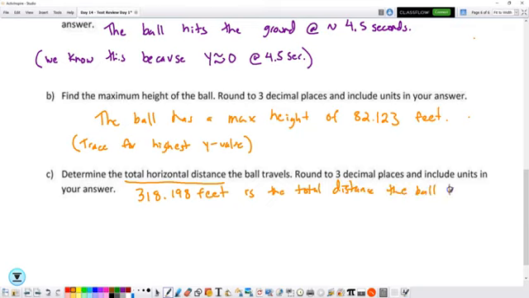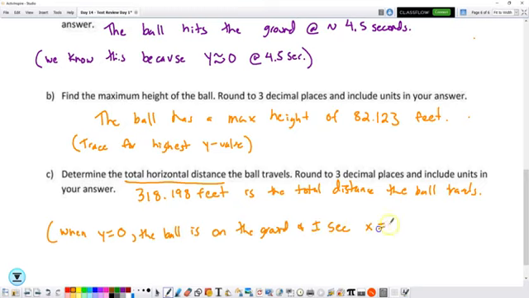So just as a note, how do I know this? When y is about 0, the ball is on the ground. And I see that x is 318.198. I hope that was helpful.